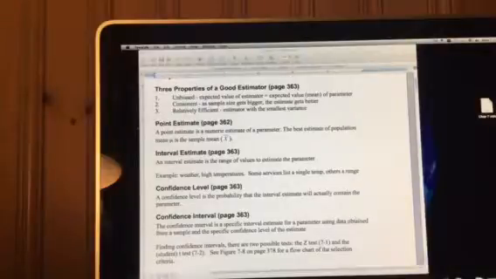Now, there are some people out there that would argue that you should always use interval estimates. And while I won't rise to that level, I think that there are definitely advantages to an interval estimate.